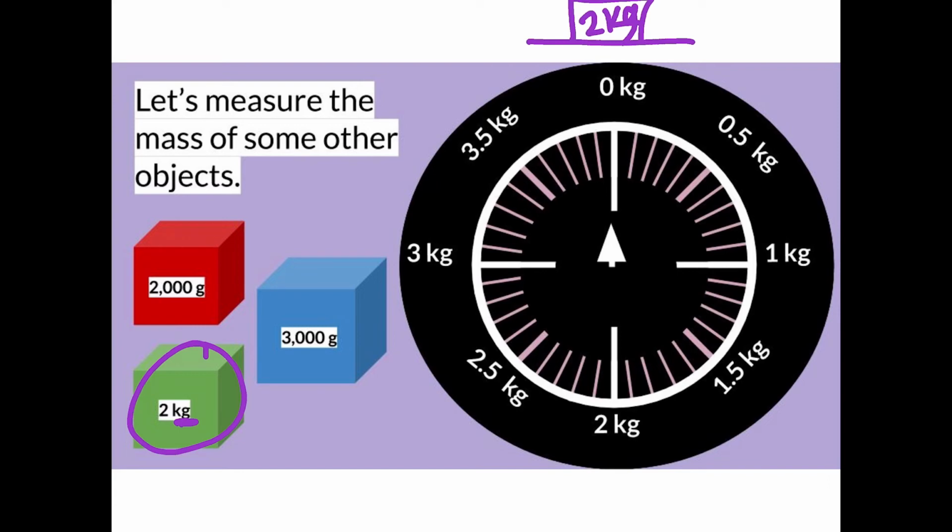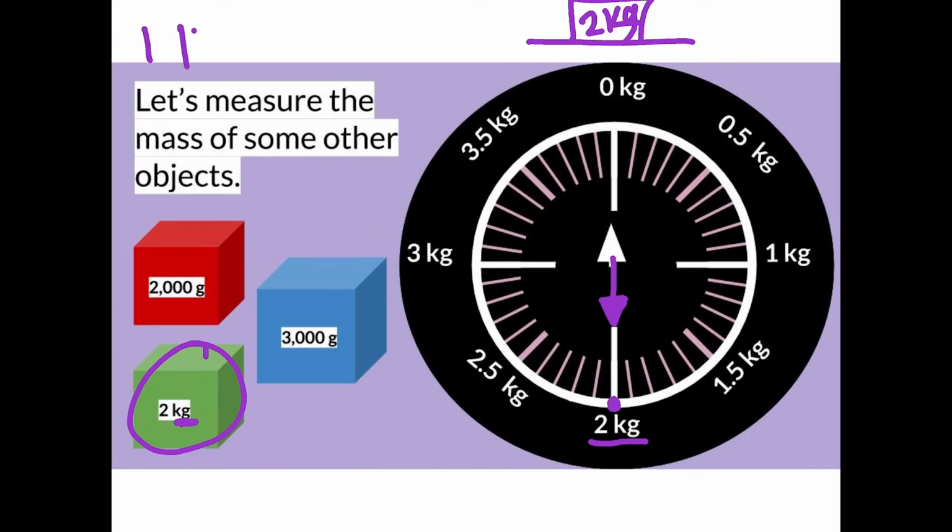So we need to go over and find where 2 kilograms are. And here we are right here, right? So the arrow would be pointed at 2 kilograms. Now I want to kind of challenge you guys. If it's pointed at 2 kilograms, how many grams is that? If it was 2 kilograms, how many grams is it?